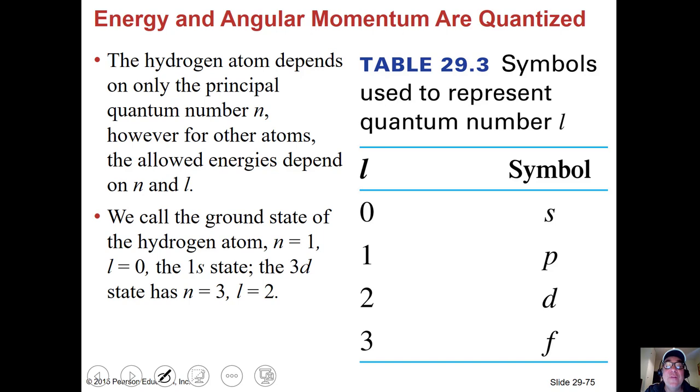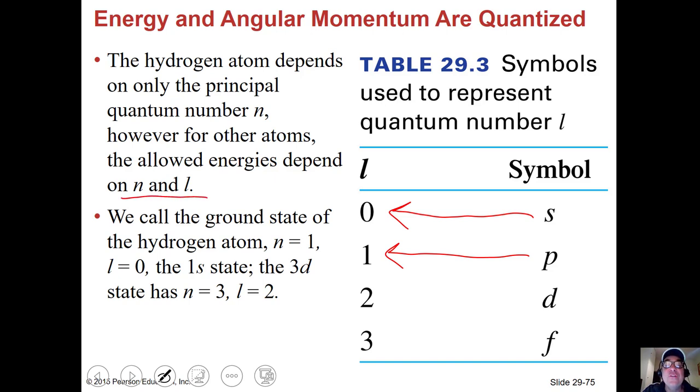Okay, so maybe from chemistry you've seen this table here. This SPDF, the way shells fill up. It turns out that S corresponds to L being equal to 0, P being L is equal to 1, etc. When L is equal to 2, the symbol is D. When L is equal to 3, the symbol is F here. So the hydrogen atom depends only on the principal quantum number. However, for other atoms, the allowed energy depends on N and L.